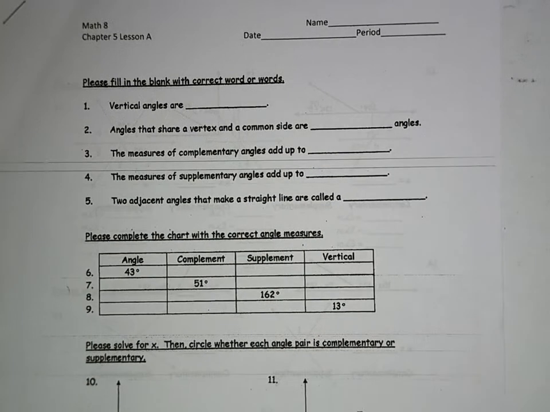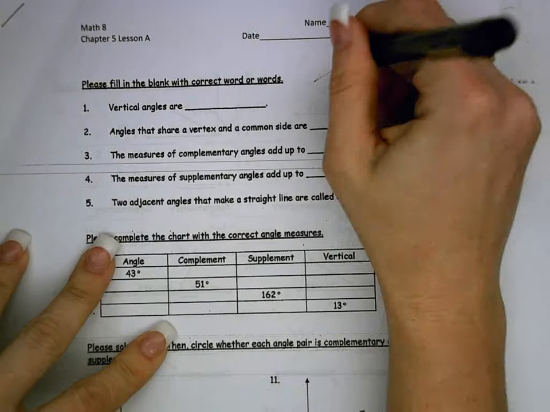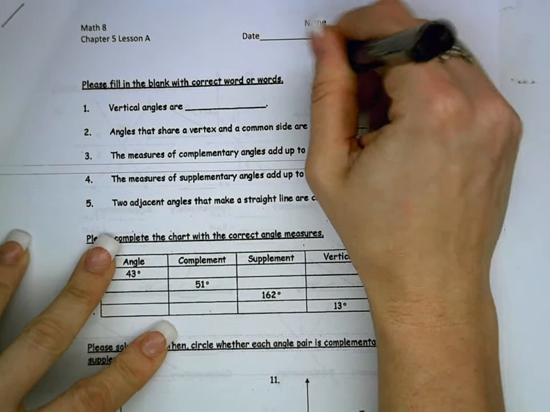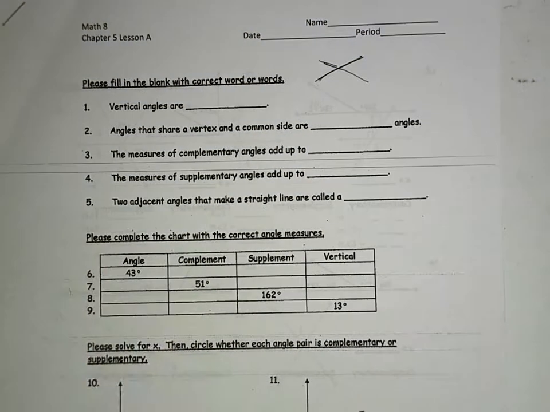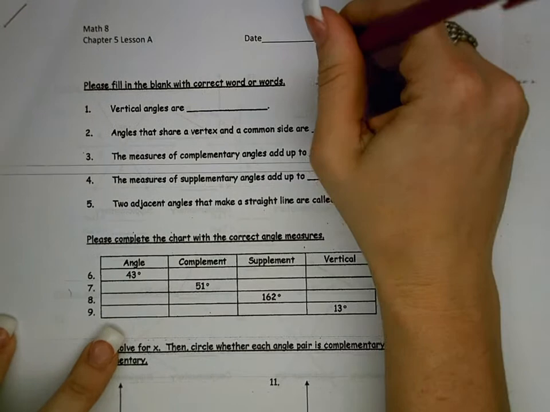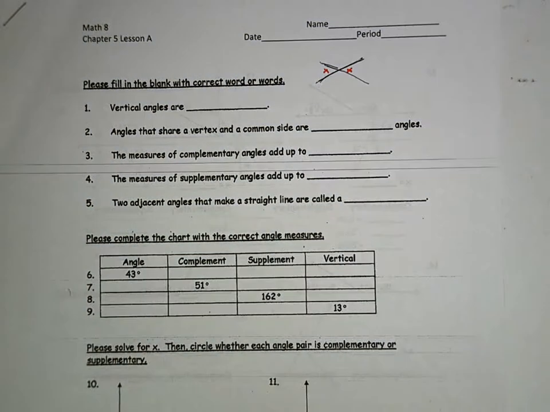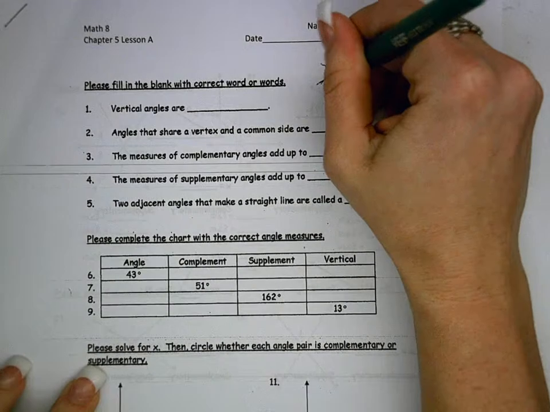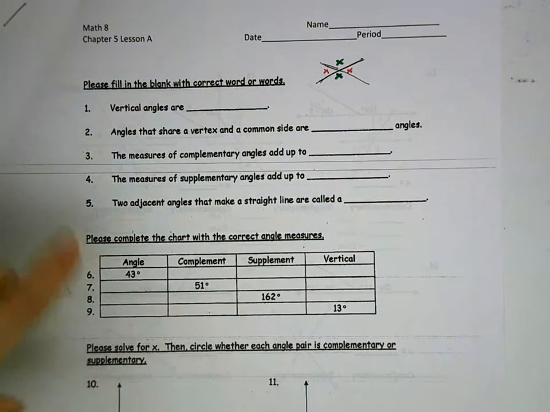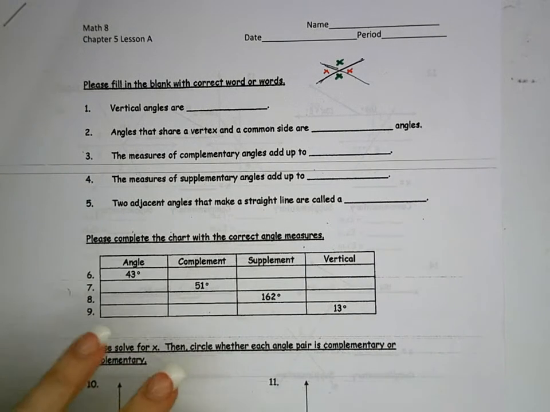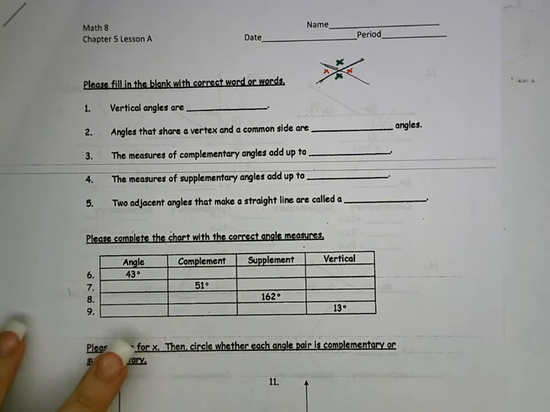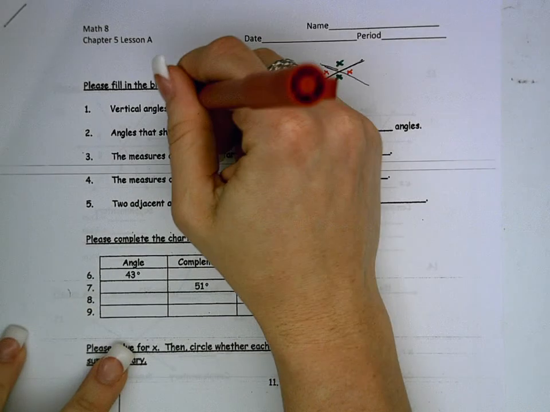Vertical angles. Does anyone know anything? What are vertical angles? Vertical angles are kind of like when you make an X. The vertical angles are the ones that are opposite of each other, like this one and this one, or this one and this one. What do you know about those? They are equal. But what's the math word for equal? Congruent.